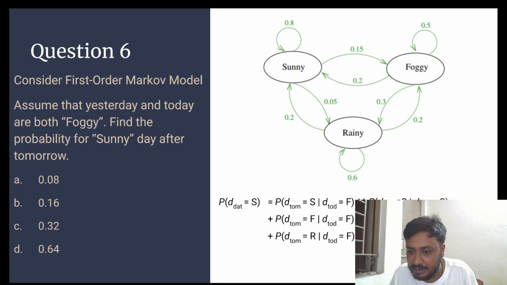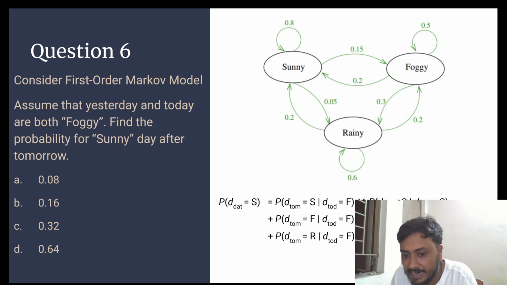So there are three possible scenarios. We know today is foggy and we want to find the probability that the day after tomorrow is sunny. The only day in between is tomorrow, so tomorrow can be anything and we need to consider all the probabilities. First, today is foggy, tomorrow will be sunny, and then the day after tomorrow will also be sunny. That is one situation. Second situation, today is foggy. What is the probability that tomorrow will also be foggy, multiplied with the day after tomorrow being sunny given that tomorrow is foggy.